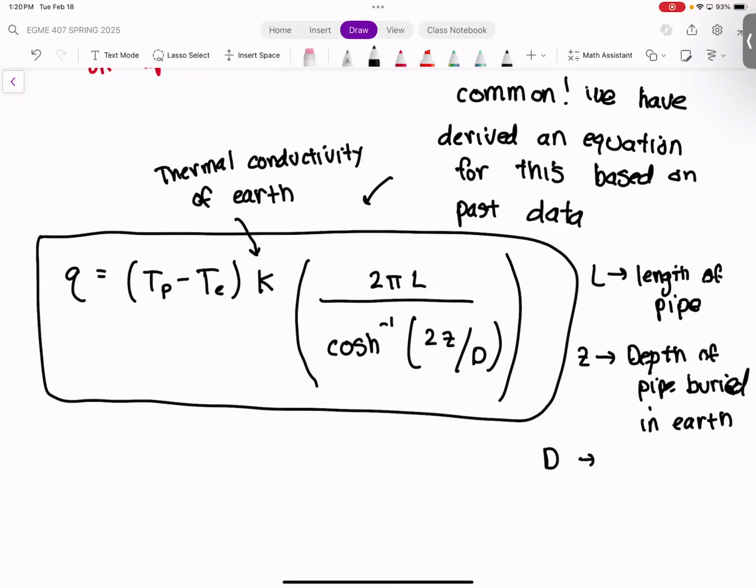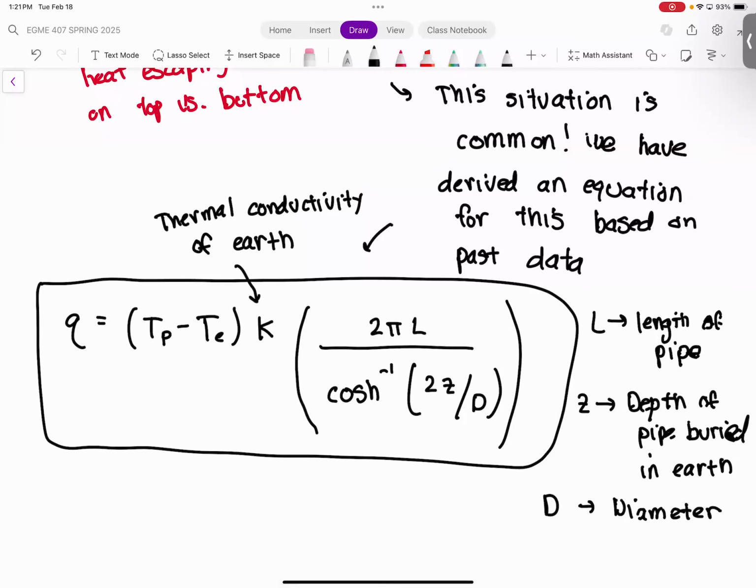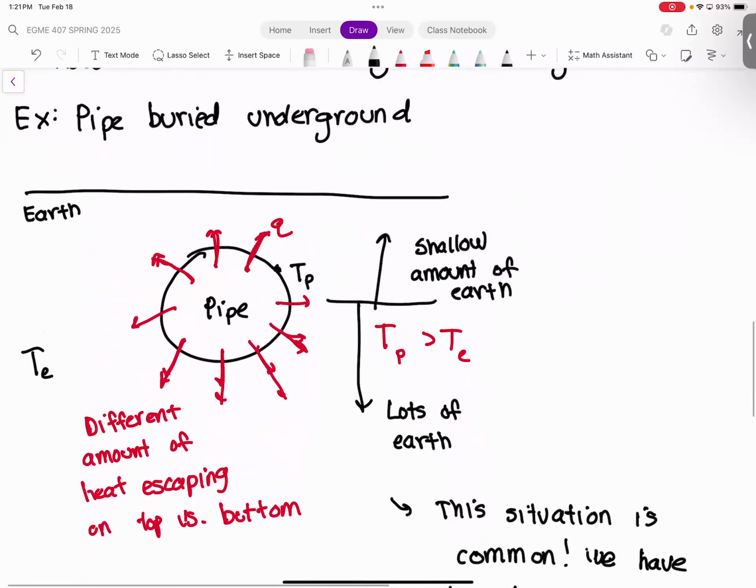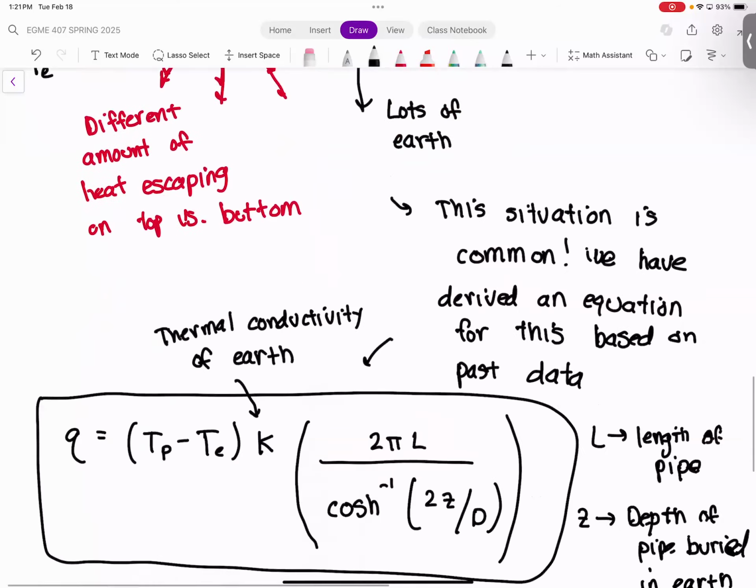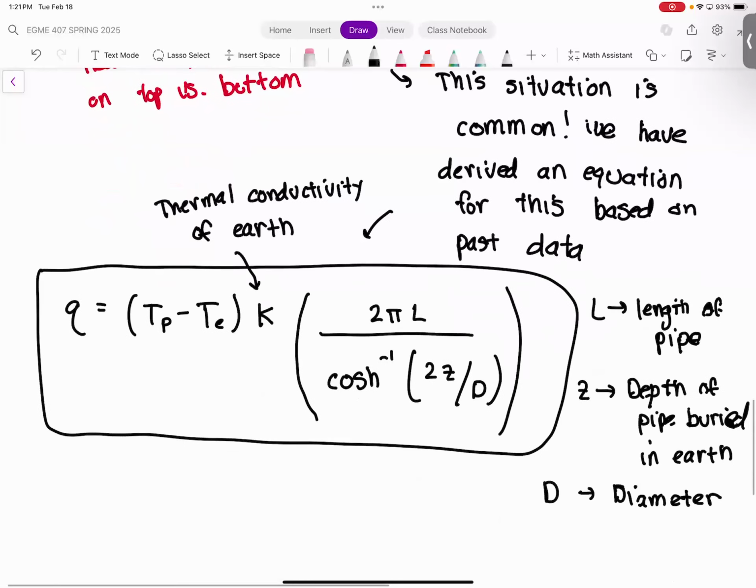So I'll label all these things on the figure. If we label all these things, well, the length we can't see because the length is going into the page. But this depth right here is Z. The diameter, of course, right here is D. And the length is what goes into the page. Question? Yes.